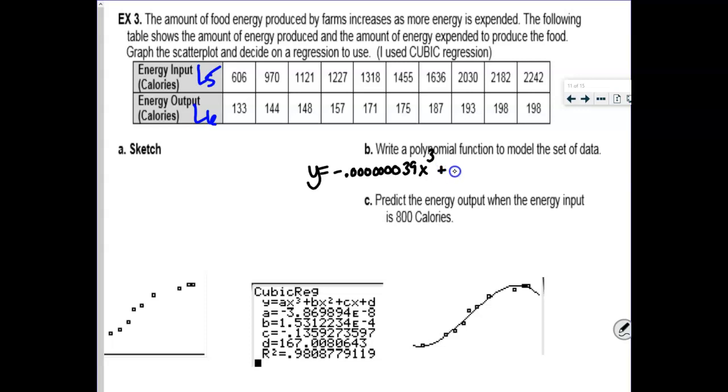And then the next one is also in scientific notation. I believe it was 1, 2, 3, 4th, negative 4th power maybe. So moving it over, you get 0.00015 x squared. And then the next two coefficients are decent. Oops, next one's a negative though. So minus 0.136. And then plus 167. Well, that is just lovely.